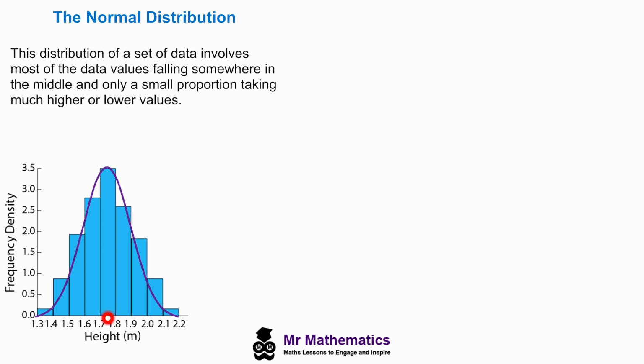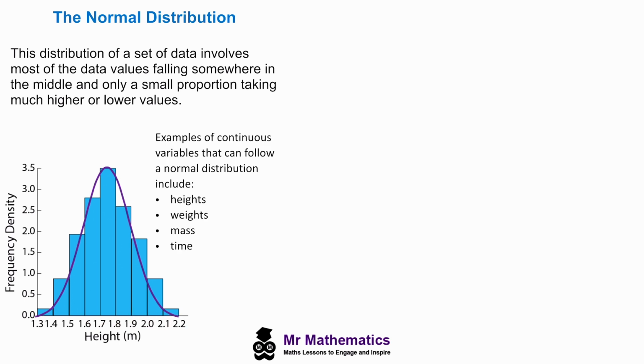But as we move away from this, the number of data points drops significantly, and this is true on both sides. And when we get a distribution like this, where we have a smooth symmetrical peak, often known as a bell curve, we can model it as a normal distribution. And you'll notice that the x-axis is a continuous scale. Examples of continuous variables that can follow a normal distribution include height, weight, mass, and time.